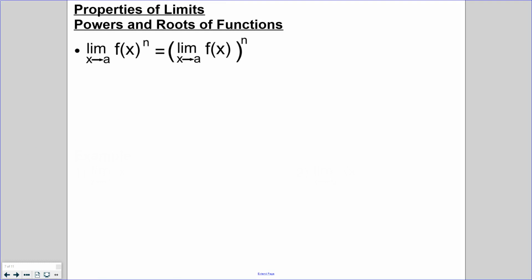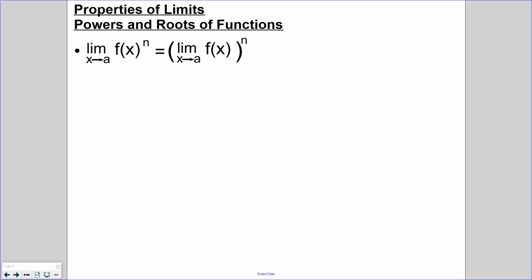So yes, if we have an exponent, it can be applied to the entire limit. It doesn't necessarily have to be just applied to that function. Now you might be asking yourself, wait a second. What you have written up there is just powers. What about roots?